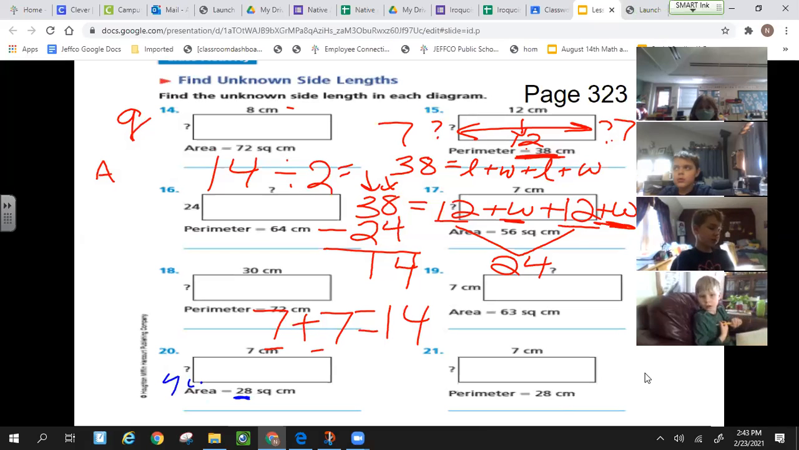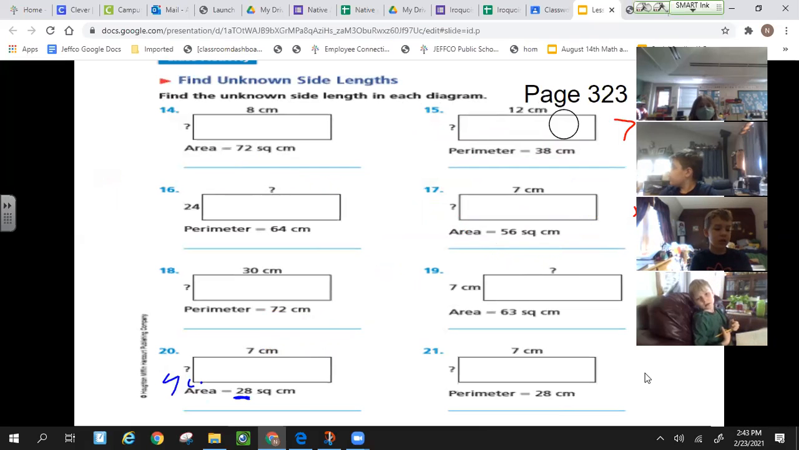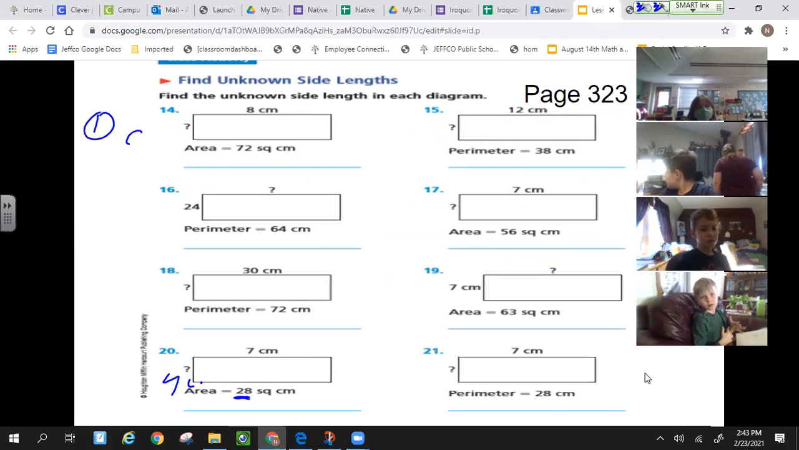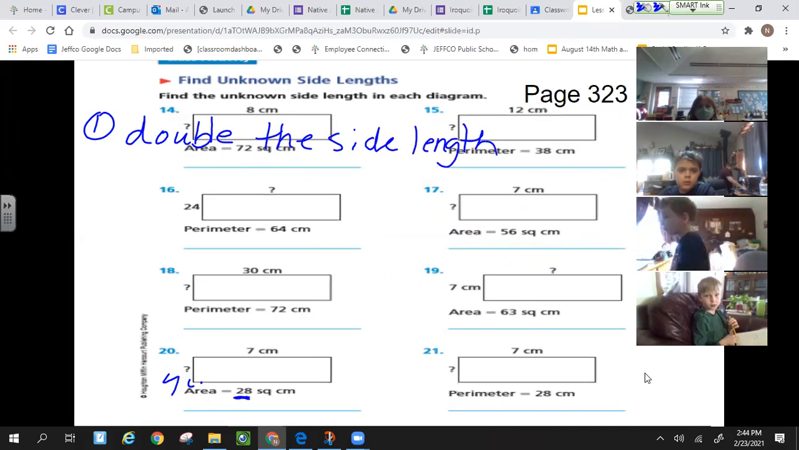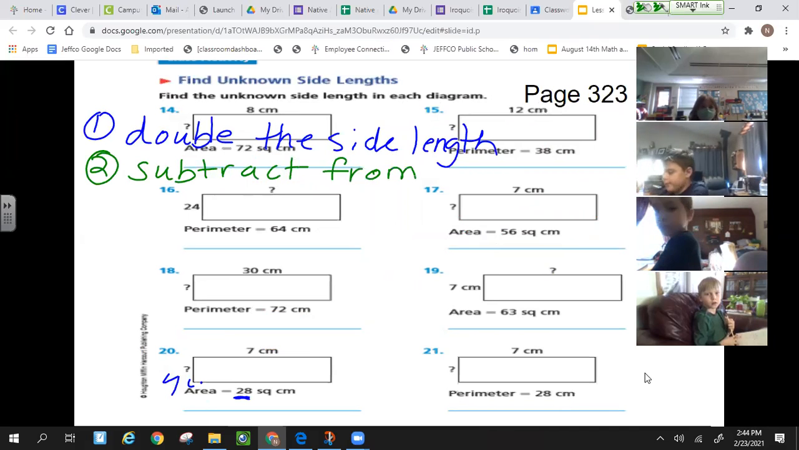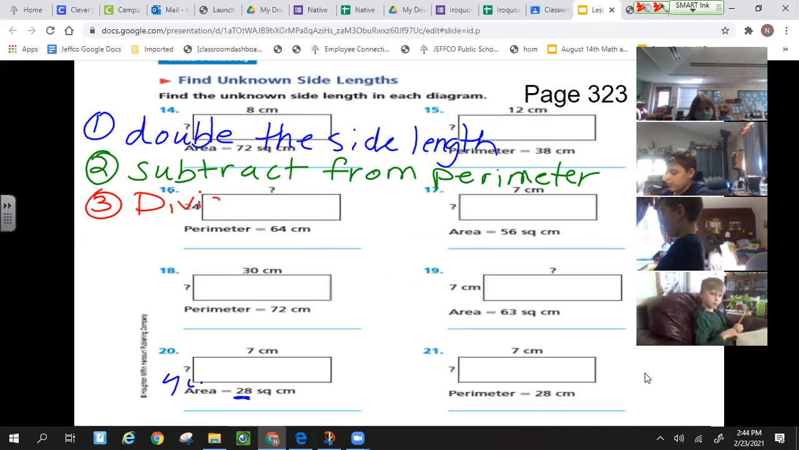Now we can think of it as a little formula, maybe. Let's write down the 3 steps that we just did to figure that out. First, double the side length that you know. Second, subtract from perimeter. And third, divide by 2. All right, let's see if it works.